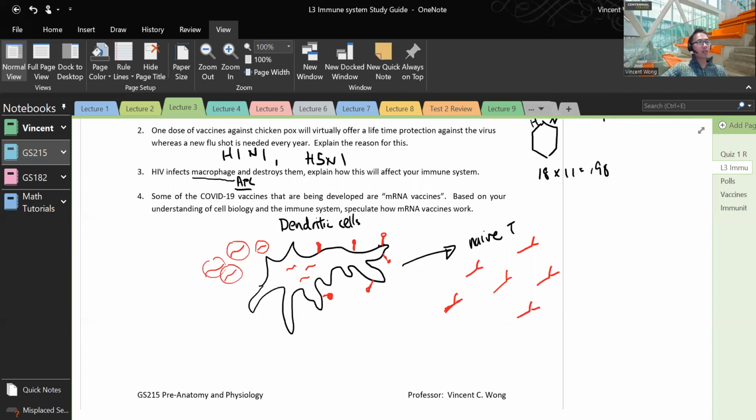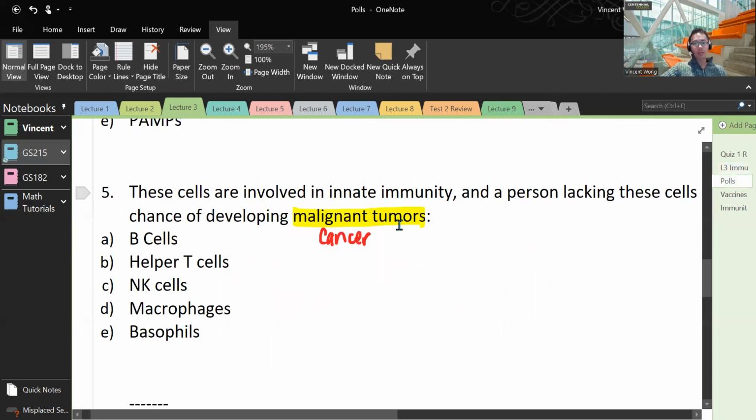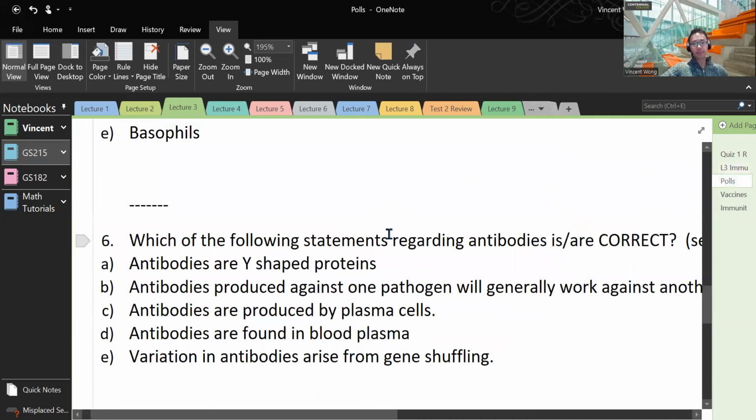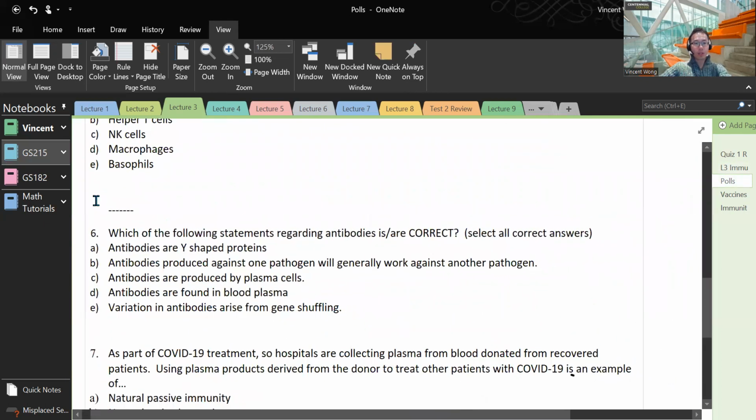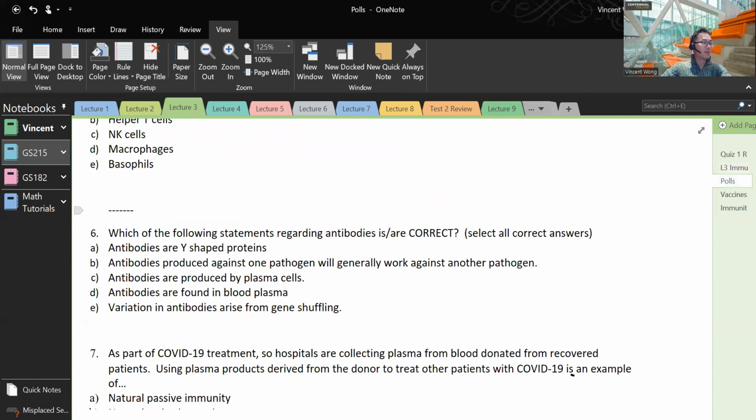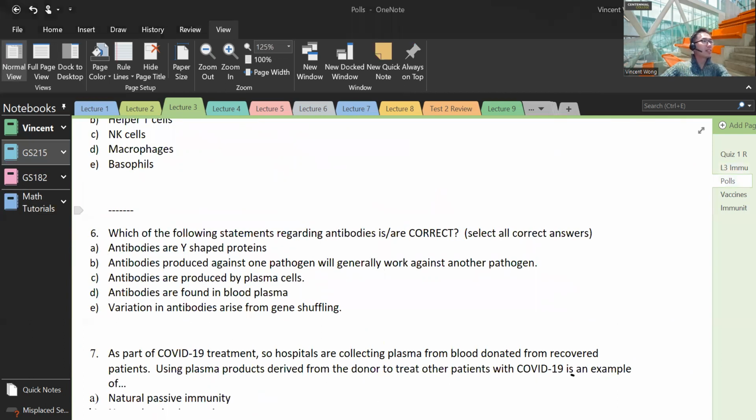Any additional questions? I still have some polls here if you want to do them. And I hear you say you do want to do them, so let's go through them. No Kahoot today, maybe next time. Number 6. This is select all correct statements.